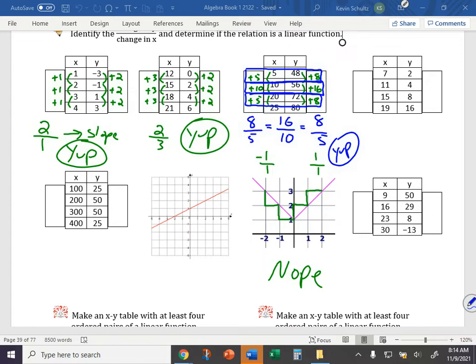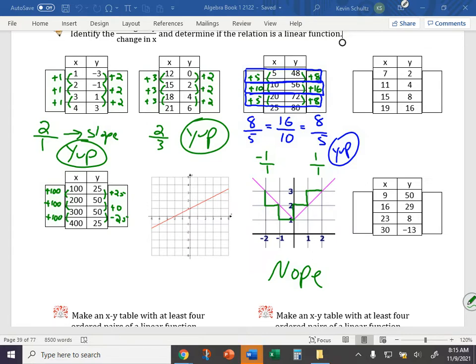Aiden? Second row, first one. Aiden says clear nope. Let's take a look. Our first change in y is plus 25. Then we have a plus 0. Then we have a minus 25. This is not looking very good as far as being a linear function. Looking at our x's, from 100 to 200, we're going up 100. From 200 to 300, up 100. And from 300 to 400, up 100.